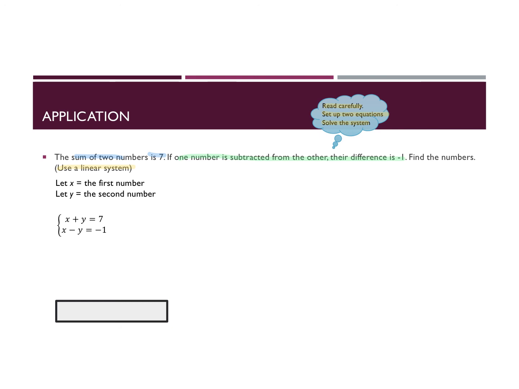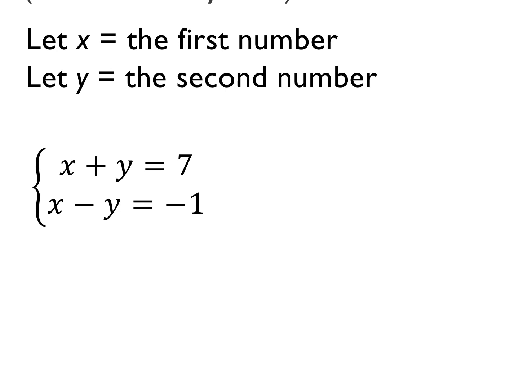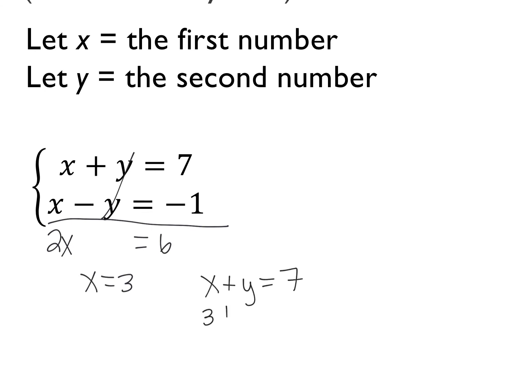Okay, so now it just becomes a problem for us to solve. Because the y's are already opposite signs and they have the same coefficient, I would just add straight down. So 2x equals 6, or x equals 3. And then we also know that x plus y equals 7. So 3 plus y equals 7, or y equals 4. So our two numbers are 3 and 4.